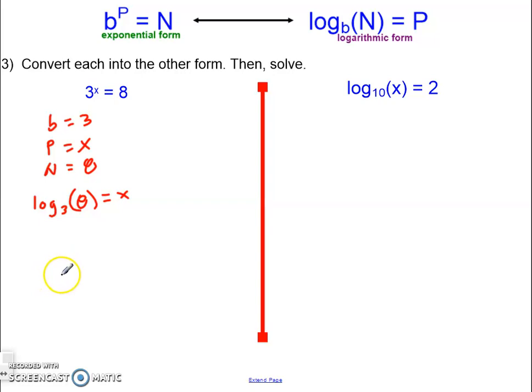Oftentimes, a lot of y'all don't like x on the right, so if you want to move it, by all means, go for it. You can read it as x is equal to log base 3 of 8. Same difference. That is the exact answer. But if you want to approximate, you would have to put it into the calculator. Now you would need an 84 or above to be able to type it in exactly like I have it written. A normal scientific calculator cannot do that.